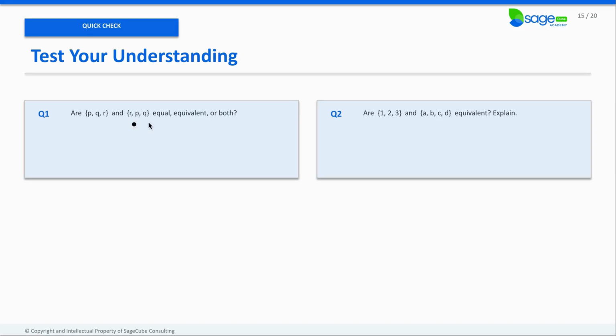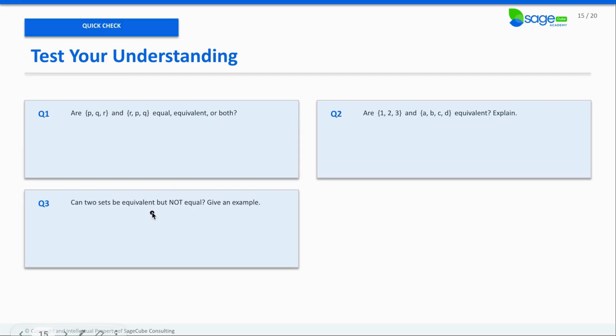Question 2. Are {1, 2, 3} and {A, B, C, D} equivalent? Explain. Numbers, alphabet. First we know they are not equal. Now check sizes: 3, 4. So they are different sizes. That means they are not equivalent either. So here we see that they are not equal sets, neither are they equivalent sets.